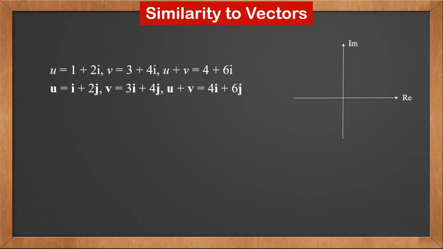Similarly, two vectors u and v. U is 1i plus 2j. V is 3i plus 4j. U plus v is 4i plus 6j. We know we can use the parallelogram rule when adding two vectors. Since complex numbers and vectors follow the same rule when adding and subtracting, complex numbers on the Argand diagram will also follow the parallelogram rule when adding.